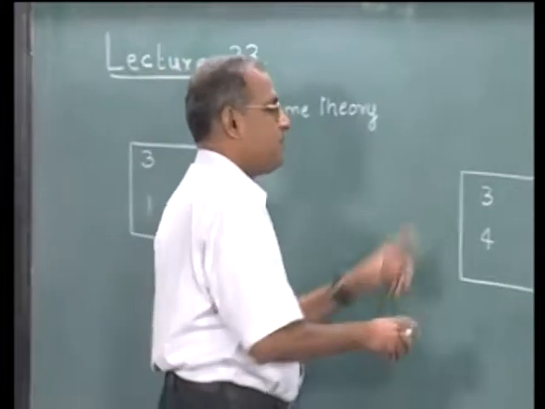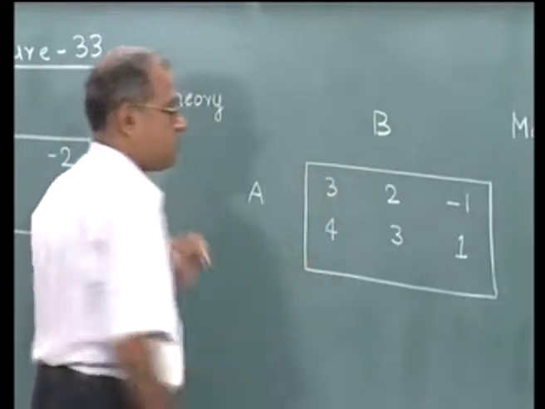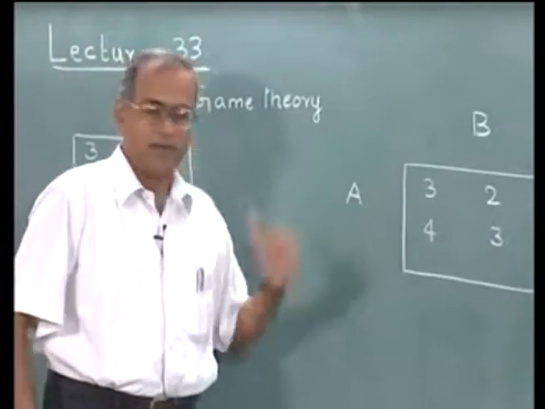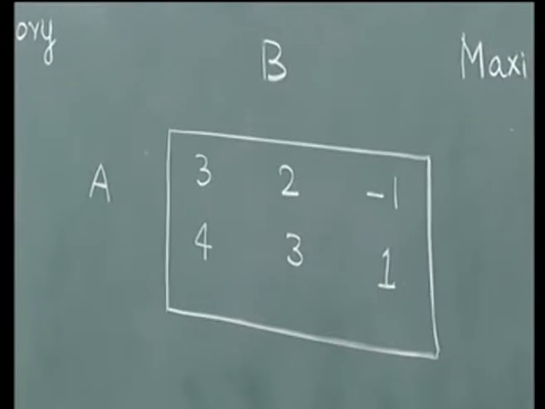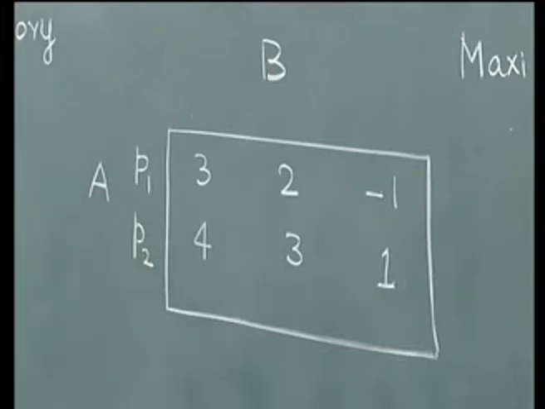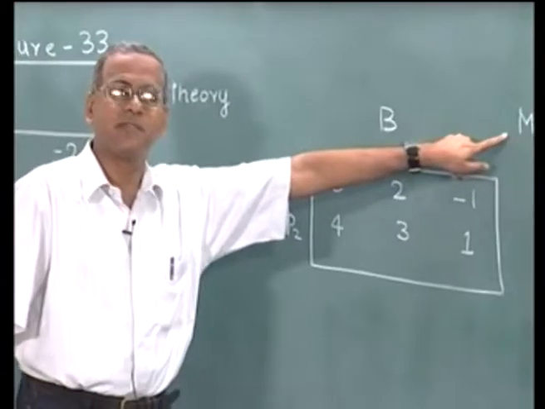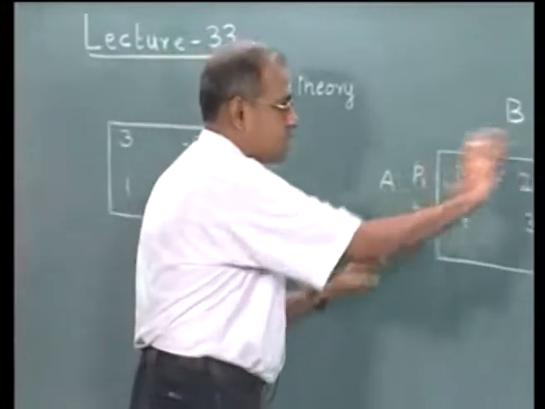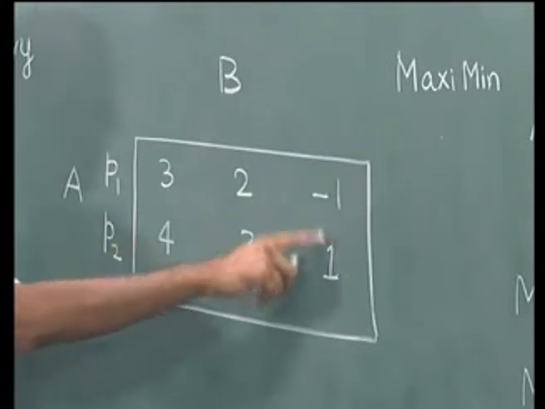So, let us look at another game where this is A in the usual notation, this is B, this is the payoff matrix for A. Now, A has 2 strategies and B has 3 strategies. It is not necessary that the number of strategies will have to be equal. Now, let us assume A wishes to find out what is the proportion of times A will play this and A will play this, such that A will maximize the minimum profit. Now, if you look at these numbers, see 3 is less than 4, 2 is less than 3, minus 1 is less than 1.